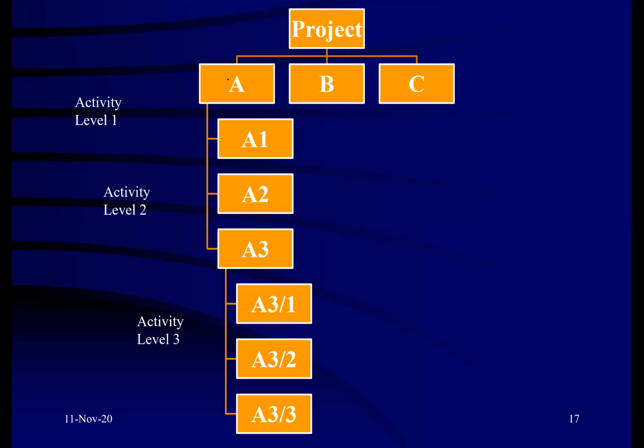WBS normally consists of a few levels. Level 1, 2, 3, 4, 5. It depends. When you go down the level, it gets more detailed. So you must have a reason why you want to put in as much detail as possible. Sometimes it is not necessary.